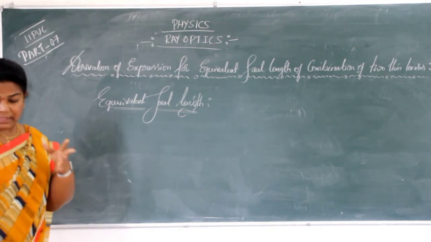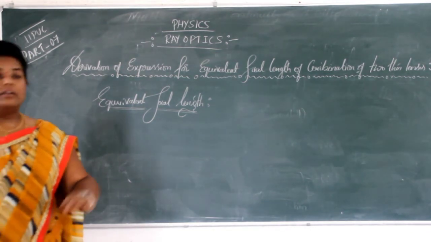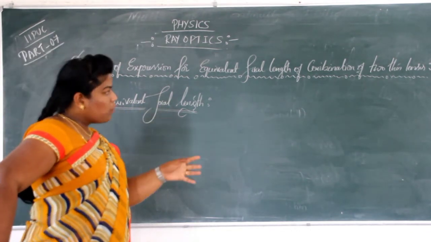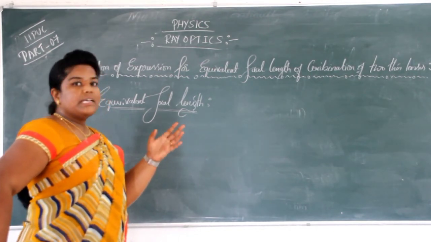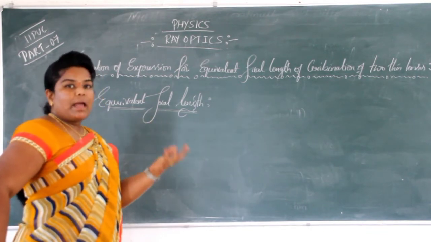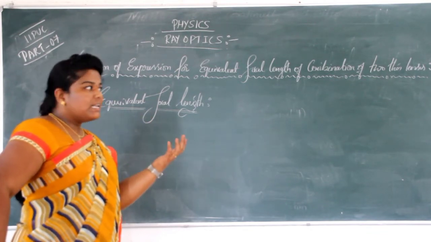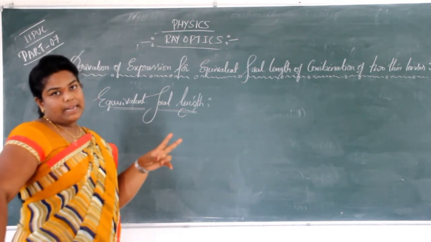It means that rather than just using one lens, if I use two lenses, then it gives an image. That image is similar to the image formed by the equivalent lens, that is, a single lens which was placed in place of the combination of two lenses.